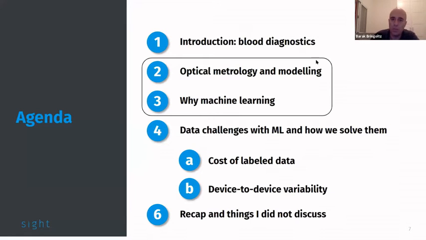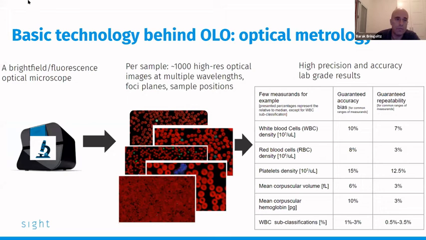Let me tell you what optical metrology is. Basically, inside the device, we have an optical microscope, which is able to measure the reflectance and transmission of both bright field and fluorescent signals. And for each blood sample, we can get thousands of high-resolution optical images at multiple wavelengths, multiple focal planes, and multiple sample positions. So this is how one's blood looks like in these images.